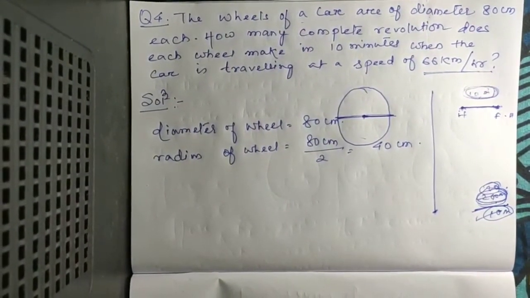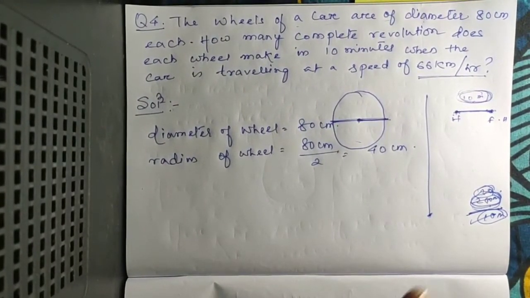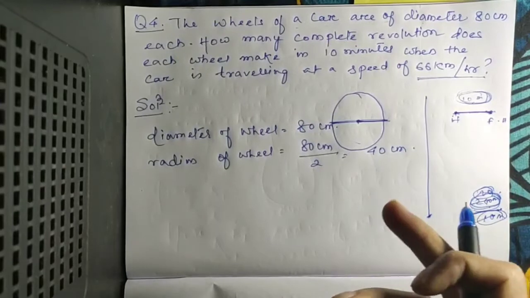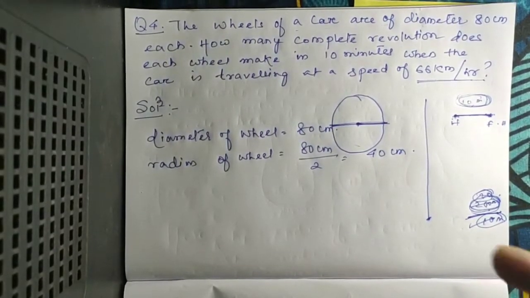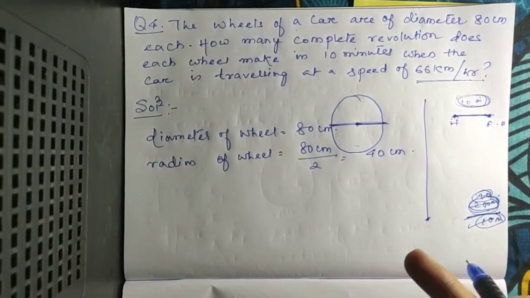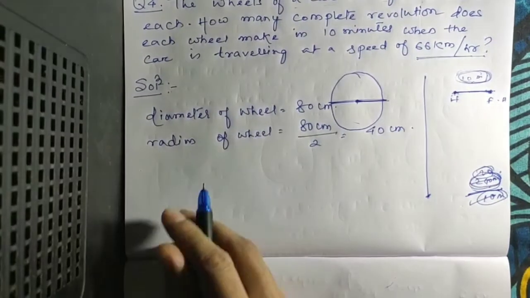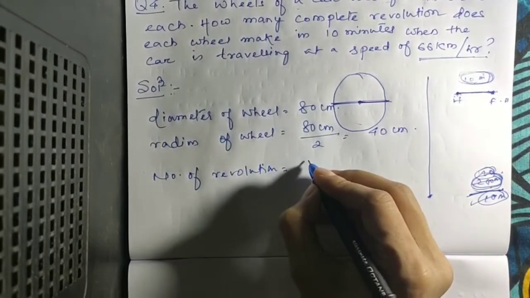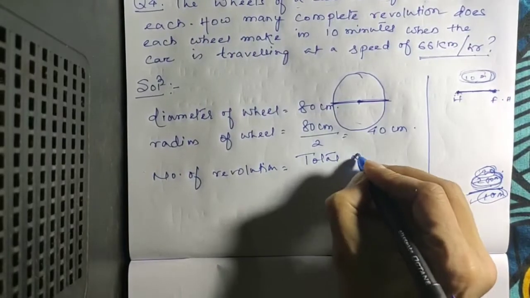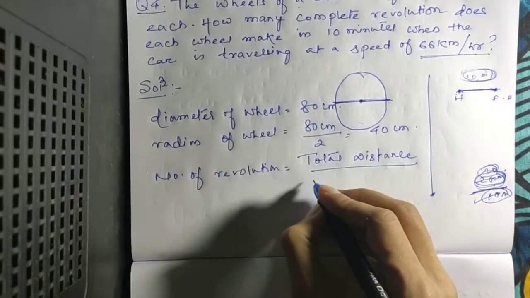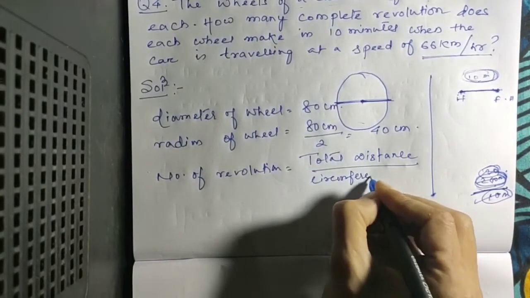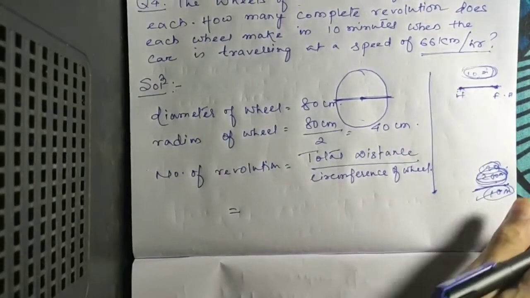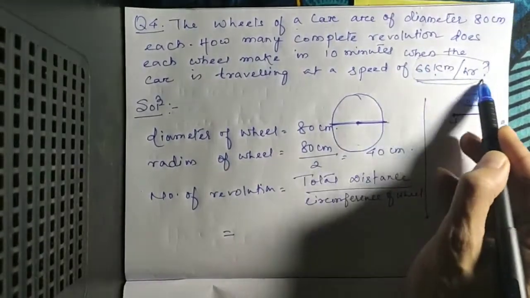So in the same way here also we are going to find out total distance divided by one time the distance covered by the wheel, that is circumference of the circle. One time if it is covering, since it is in the circular shape, that is called circumference. So number of revolutions is equal to total distance divided by circumference of wheel.